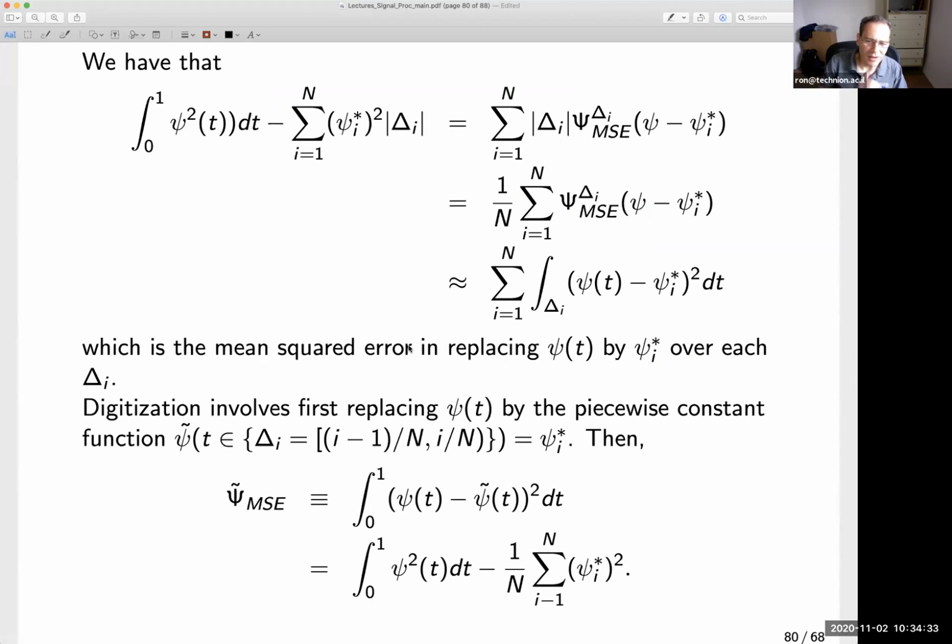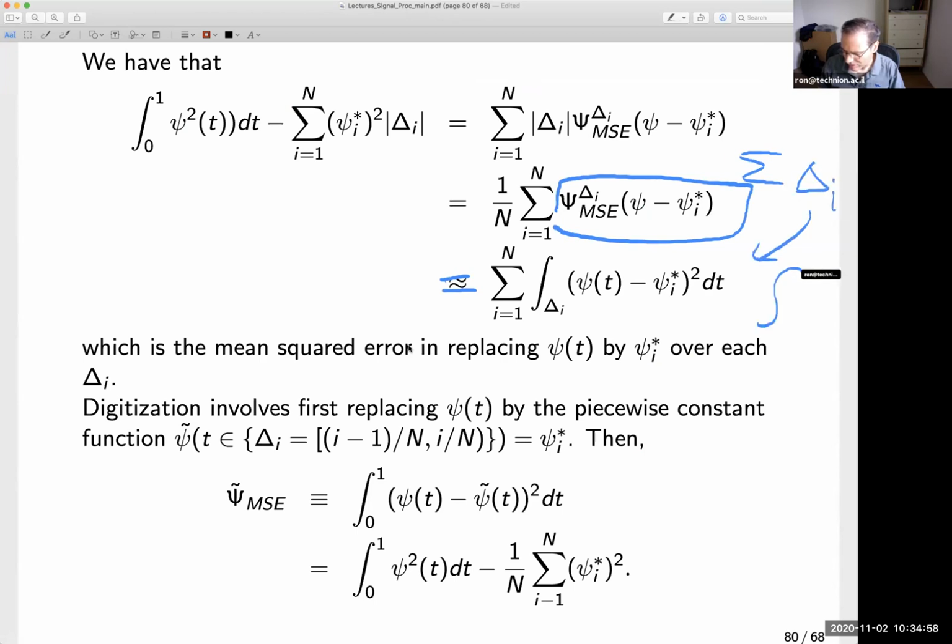I don't hear you, I'm sorry. In this slide, the approximation is from 1 over n to dt. So what you're saying is that here the approximation goes from summing over these intervals into integration over dt.